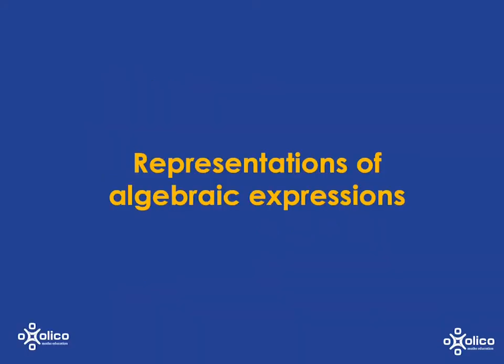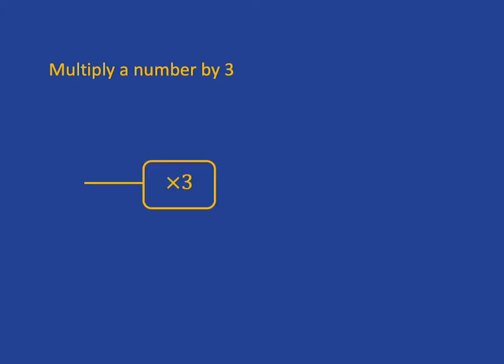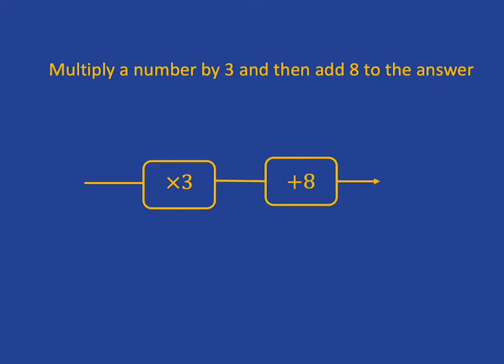We're going to look at different representations of algebraic expressions. We start with it in words. So we start by saying, let's multiply a number by 3. And we'll represent that as saying we're going to take the number, feed it into the machine that multiplies by 3. Then we're going to add 8 to the answer, so we need to add on the other machine, which adds on 8. Now let's use a number as an example to see how this would work. So if we start with 2, and we feed it through the machine that multiplies by 3, we'll get out 6.